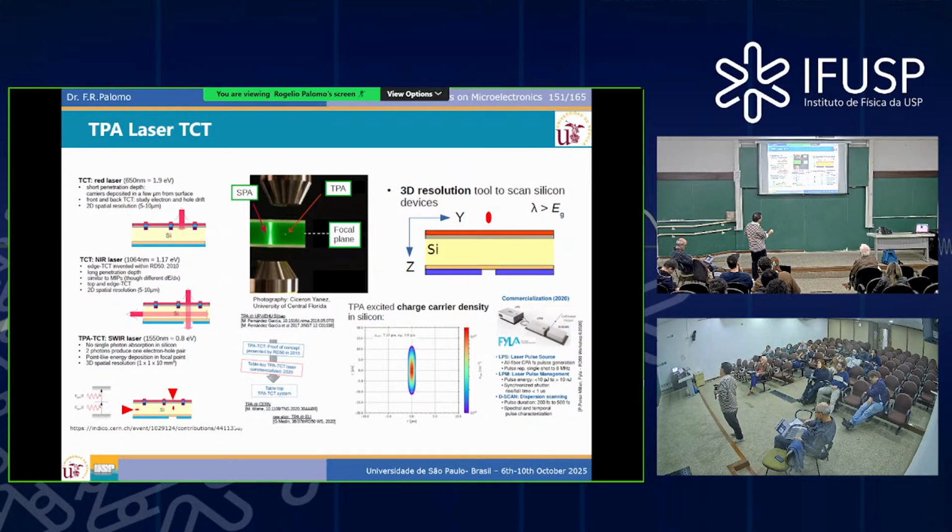That's the real profile of the charge carrier density in silicon. Measurements using the sketch technique. I will not elaborate, but it's possible to take real measurements. That's the 3-dimensional resolution tool. I will show you the results. And this science went into a real company in Spain, Fila, that is now selling the artifact.